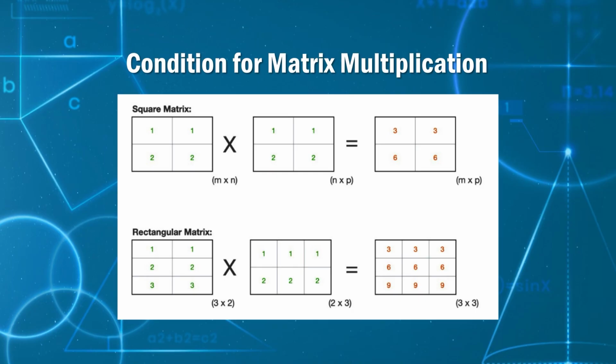Again, this was for the square matrix; this is for the rectangular matrix. How do we check whether the matrix multiplication is possible or not? The number of columns of the first matrix must equal the number of rows of the second matrix. Here you can see 2 and also 2, so 2 and 2 match. Then the resultant matrix dimension will be 3 cross 3. So you can see how the multiplication happened.